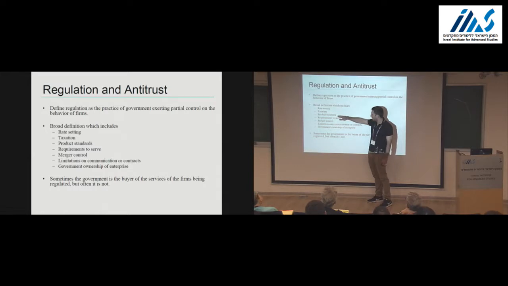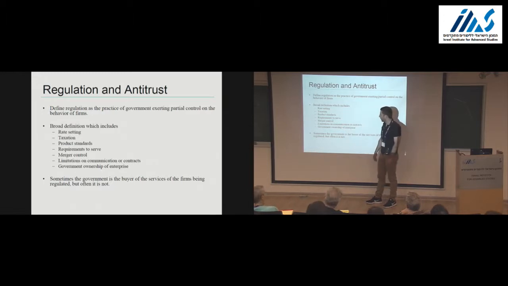Taxation, like cap and trade programs or pollution taxation. Product standards: your cars have to have this level of emissions at least, or at most. Requirements to serve: you have to build your electricity network to reach all the houses. Merger control I put under regulation: you can do this merger, you can't do that merger. Limitations on communication or contracts.